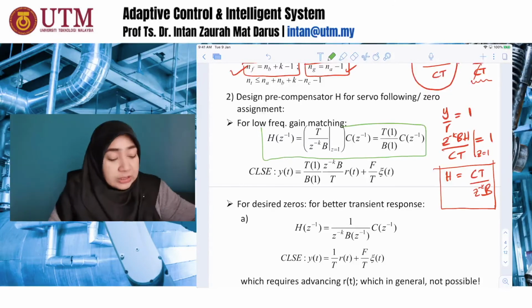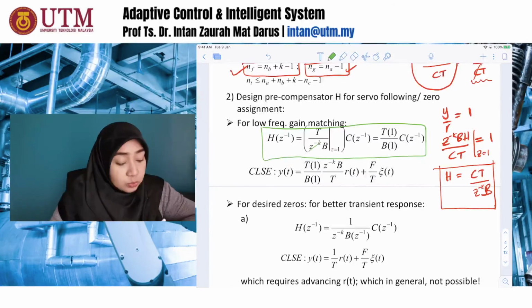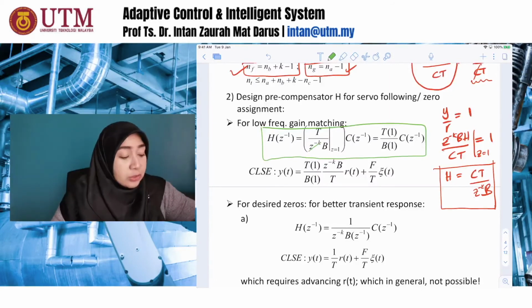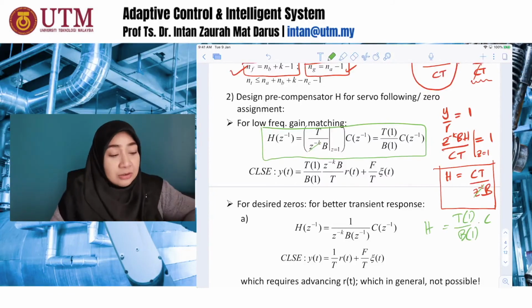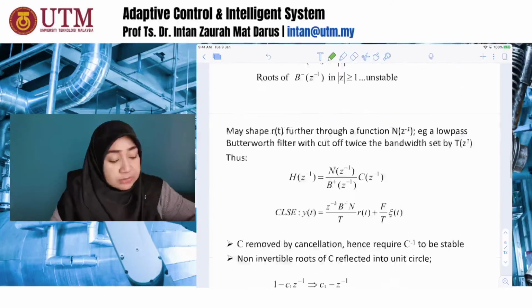H is given by that equation. But when you substitute z equals 1 into this, of course z^-k also will become 1 because z is equal to 1. Then your equation becomes T1 divided by B1 multiplied by your polynomial C. So you have T at z equals 1, divided by B at z equals 1, multiplied by the polynomial C from your system. So this is your controller H. We're going to use that in our problem just now.